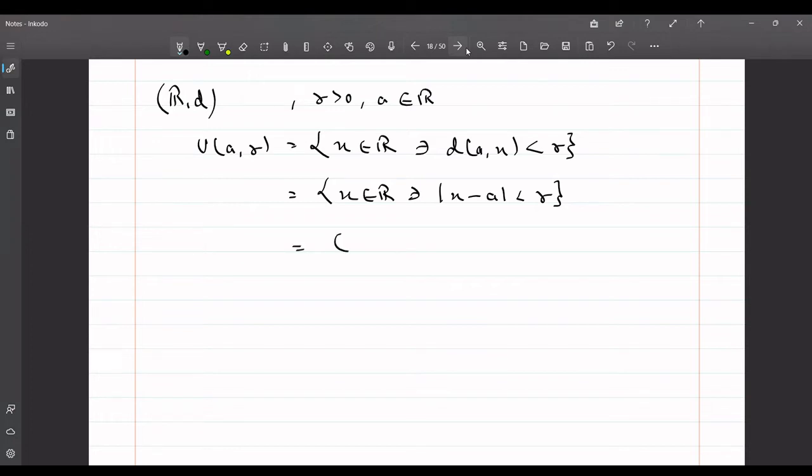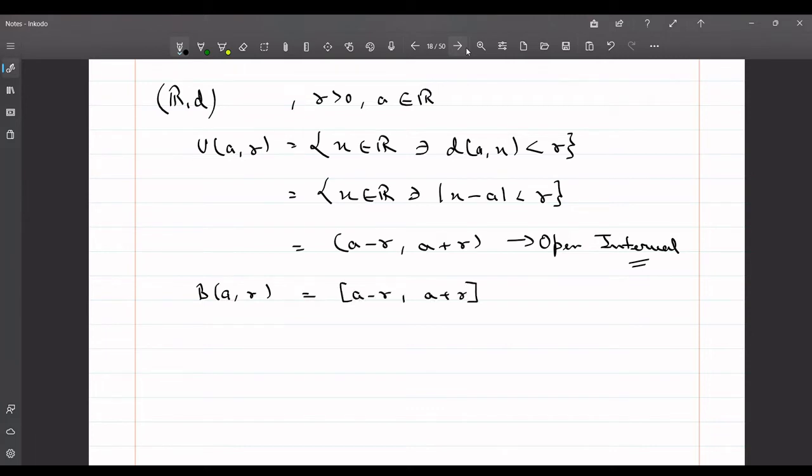Can you write it as this region, the open interval from a - r to a + r? Intervals you people have already studied in real numbers, real analysis. So this open interval will give you the open ball. In a similar way, if you try to find the closed ball, it will be this closed interval because you only have an additional equality here. If you talk about the sphere, what will the spheres be? I have already said that spheres basically seem to be the boundary of this open ball.